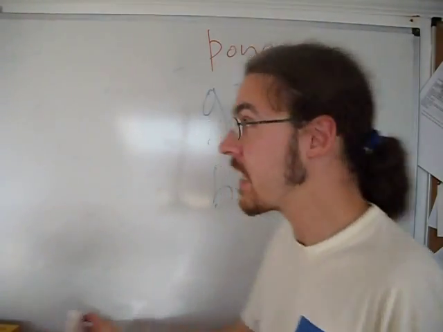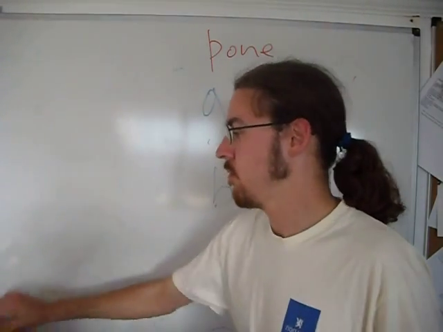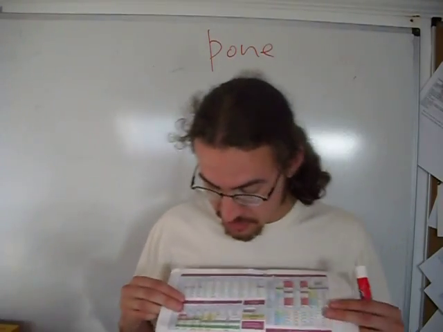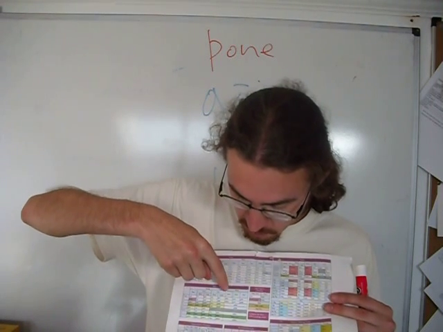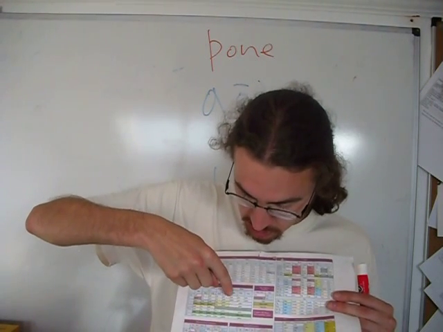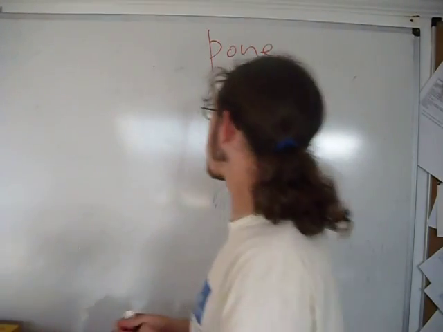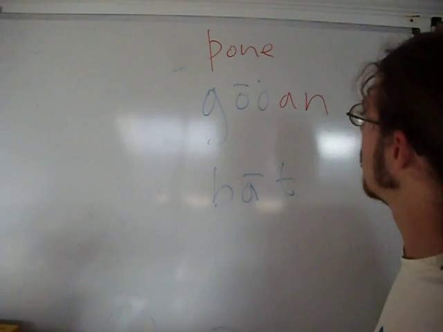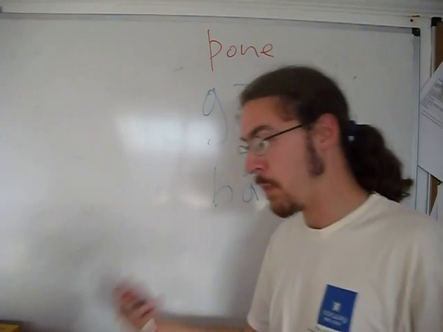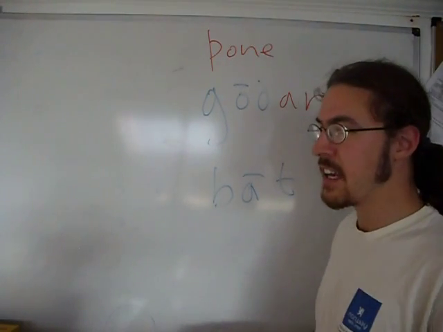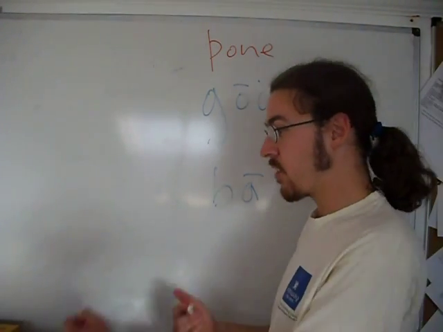You don't get a strong ending anymore. Bye-bye strong ending. You get a weak ending, which you can find on your magic sheet. Adjective, weak section, masculine weak section, accusative masculine singular weak section, gōdan. Þone gōdan bāt. That good boat in the accusative. I sailed þone gōdan bāt. I sailed that good boat.